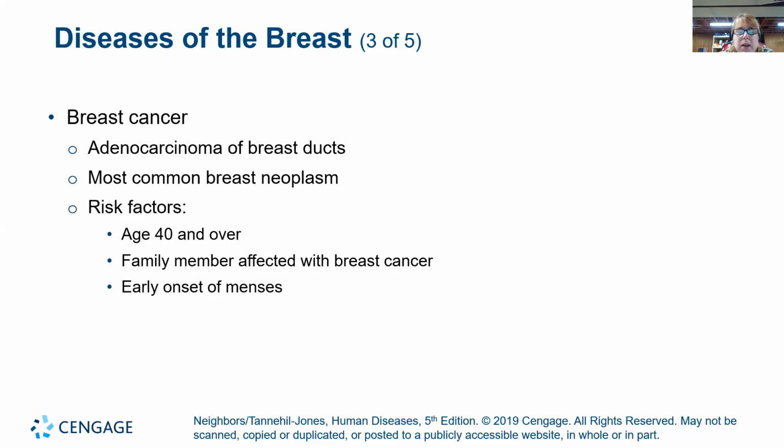Breast cancer is usually caused by adenocarcinomas. Okay, it's usually in the breast ducts. It's the most common breast neoplasm or cancer forming cell. Okay, again, age 40 and over, which is why we start mammograms at age 40. Risk factors go up. Your chances go up if you have a family member affected with breast cancer. That's usually considered a grandmother, sister, mother, or aunt. Okay, and they've also found that people with early onset of their period also have a higher risk for breast cancer.